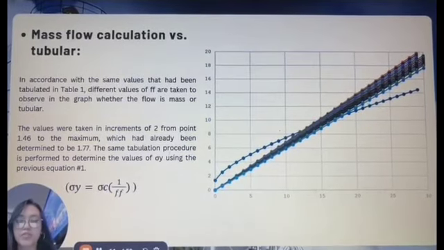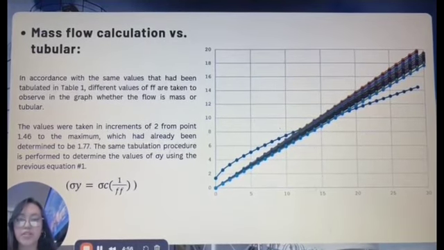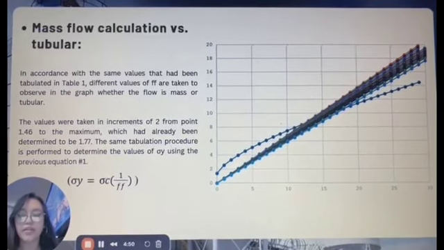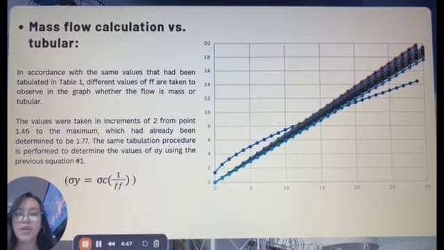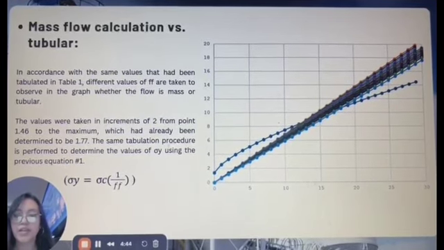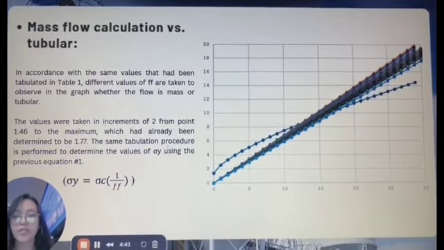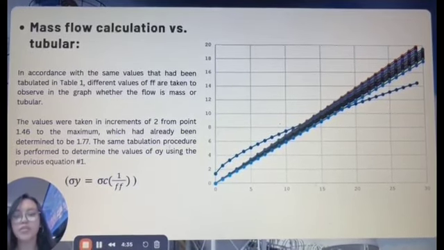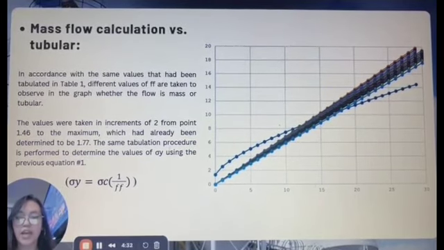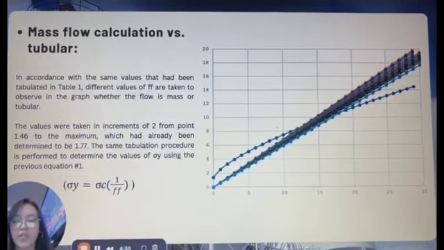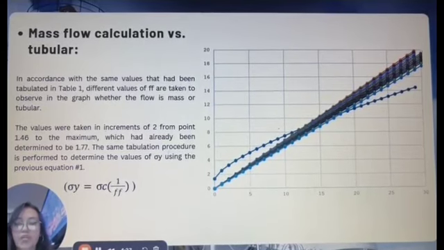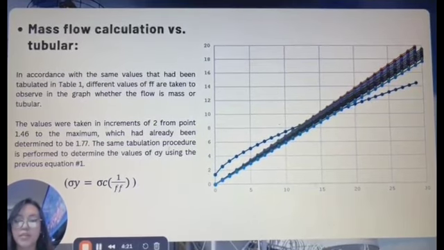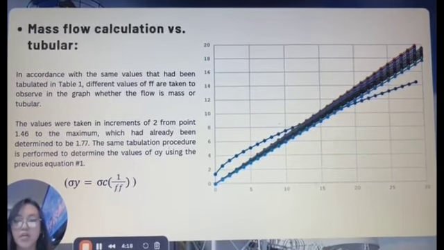Mass flow calculation versus tubular. According to the same values that were tabulated in table 1, we take different values of FF to observe in the graph whether the flow is mass flow or tubular. The values were taken from the point 1.46 up to the maximum that was already found, which is 1.77. We perform the same tabulation procedure to find the values of sigma y with the previous equation. Equation number 1: sigma y equals sigma c times 1 over FF.